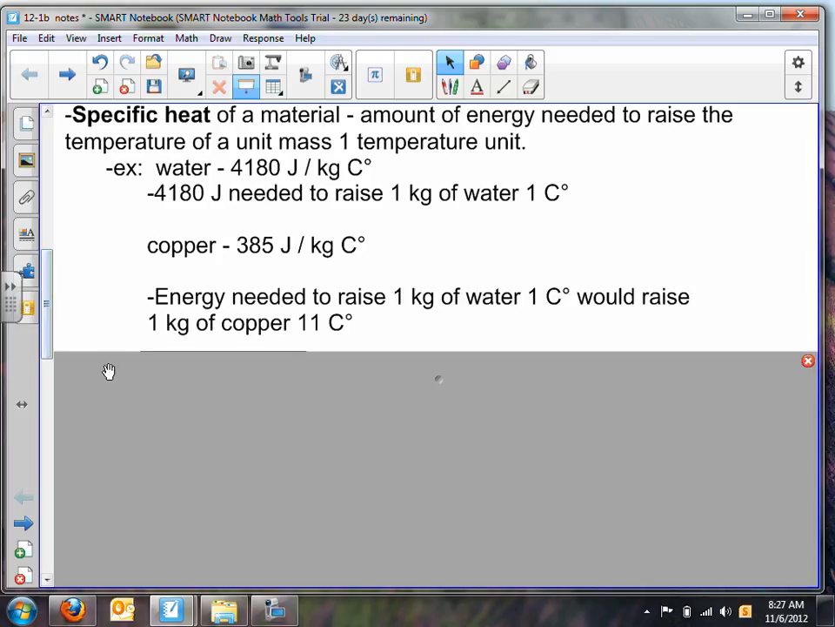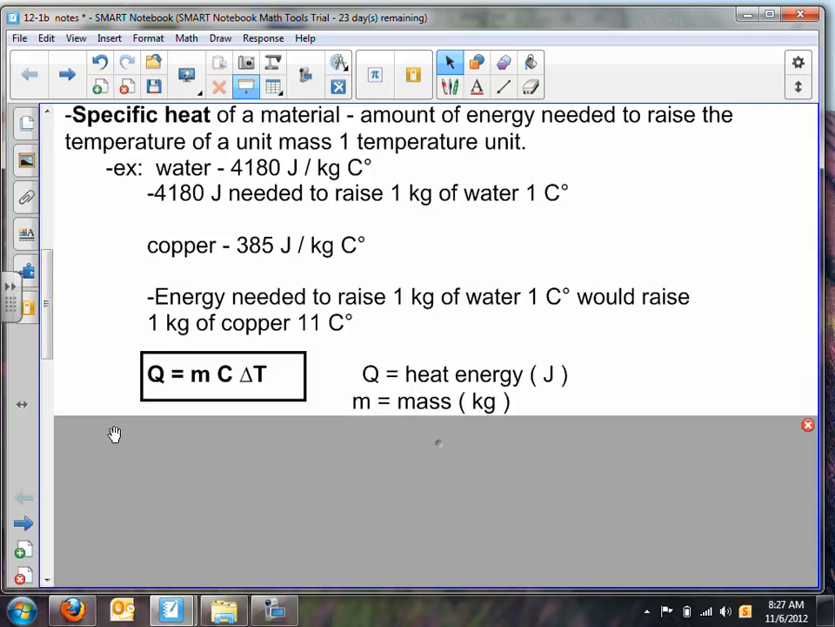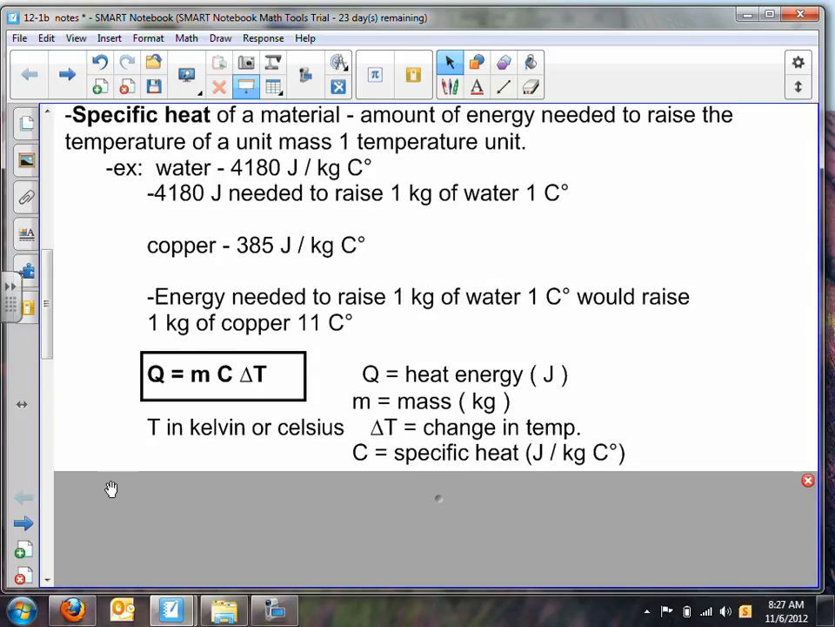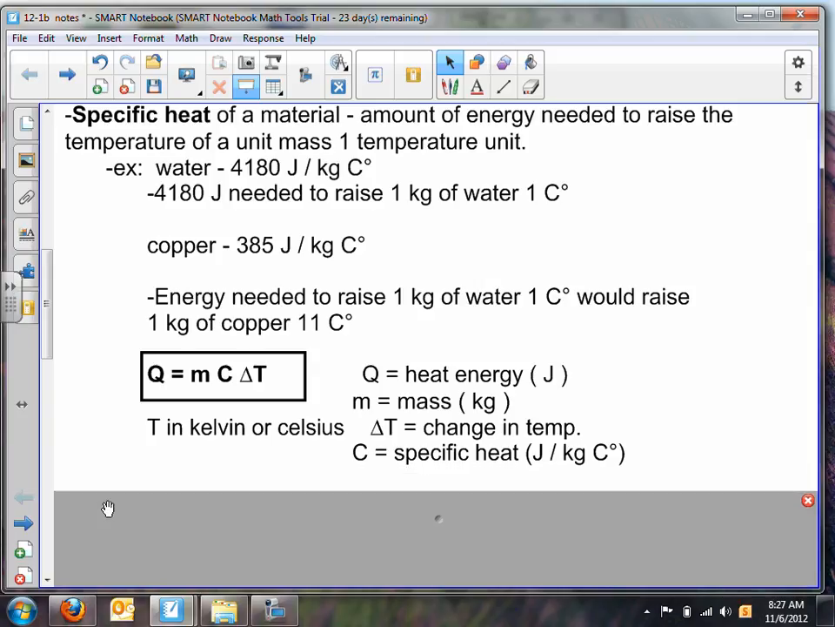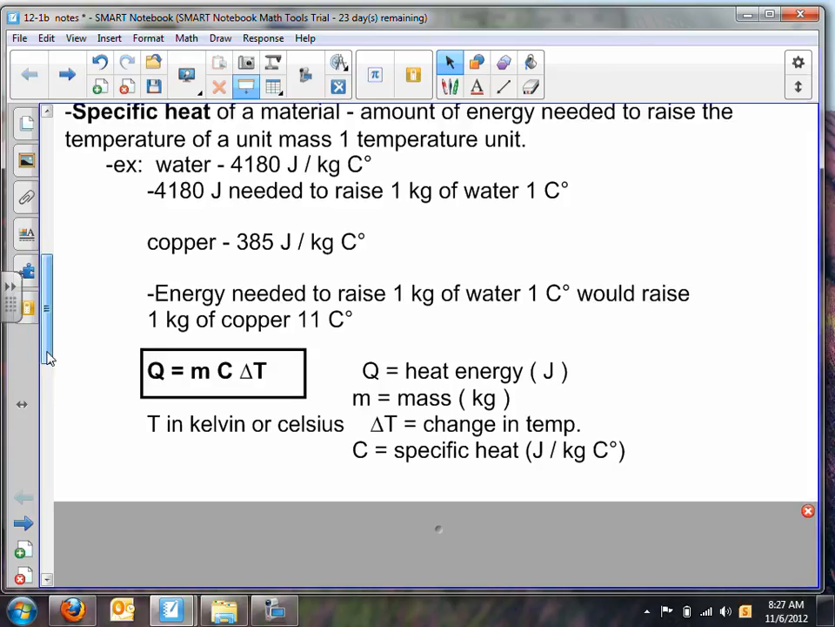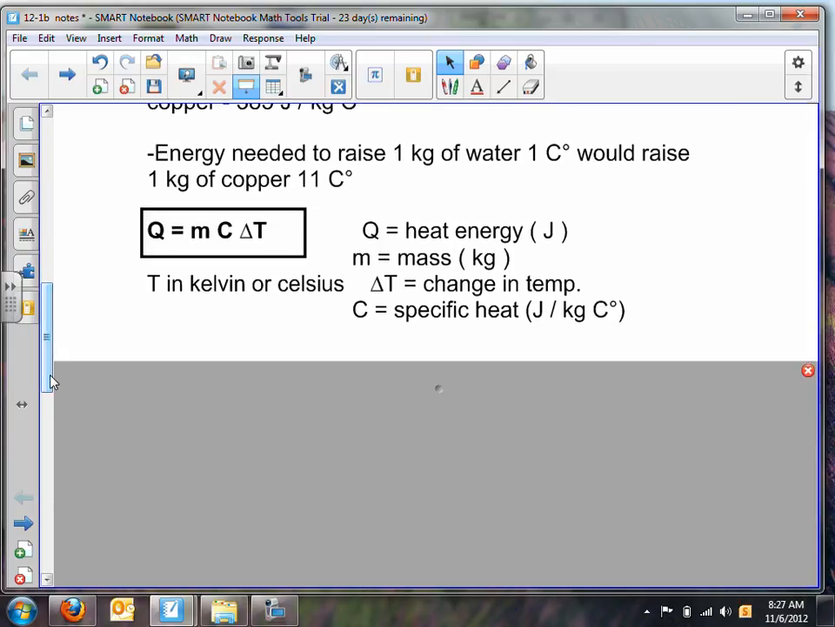Now we can put this in equation form to actually calculate the amount of heat being transferred. And this will be one you'll want to put on your equation card. Q is the symbol, like we said, for heat energy. M is mass, measured in kilograms. C is the symbol for specific heat. Be careful not to confuse that with Celsius, the units for temperature. And delta T is the change in temperature. And that can either be in Kelvin or Celsius. It doesn't matter, because the change from Celsius to Kelvin is identical.